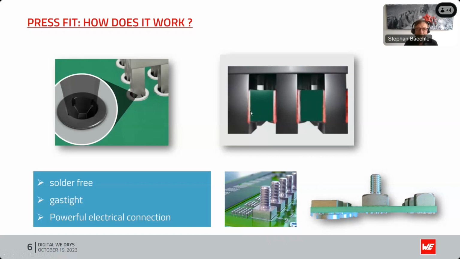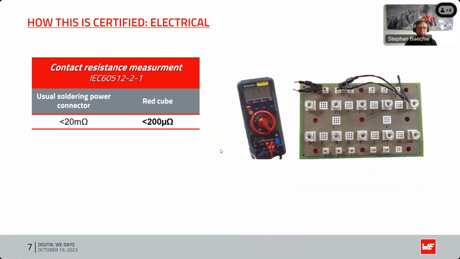And this cold welding situation leads to a very low contact resistance, which you can see in the further slides. So let's have a look at the contact resistance. How is it measured? Yes, there's a standard behind it. It's the IEC 6512-2-1. And when we look at a regular connector, we always talk about contact resistances between 10 and 30 milliohms.